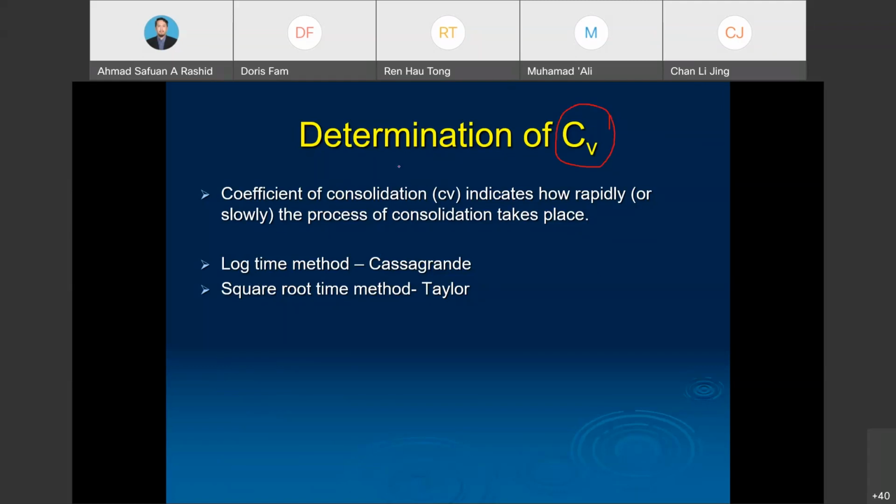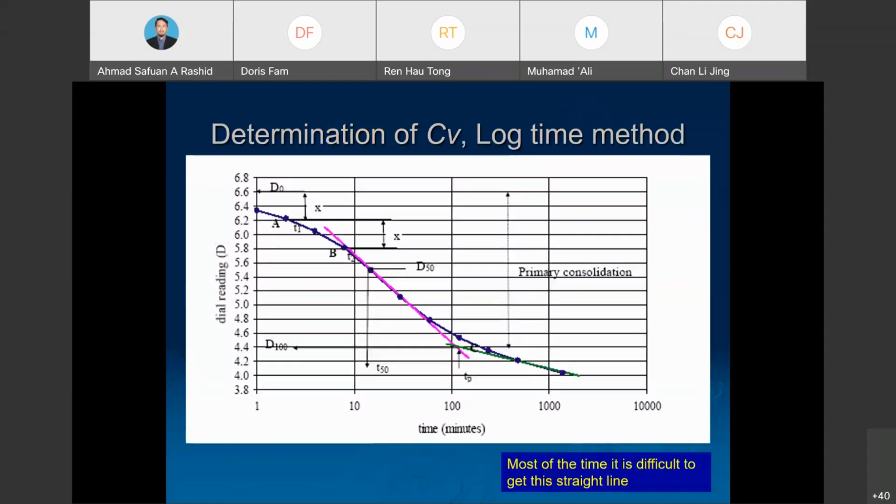So in order to get the CV value, either we use the log time method proposed or developed by Casagrande, or we use the square root time method developed or proposed by Taylor. Ada dua, so kita pergi satu-satu. This is based on the Casagrande method, where we use the log time scale graph. So macam mana dapatkan nilai CV?